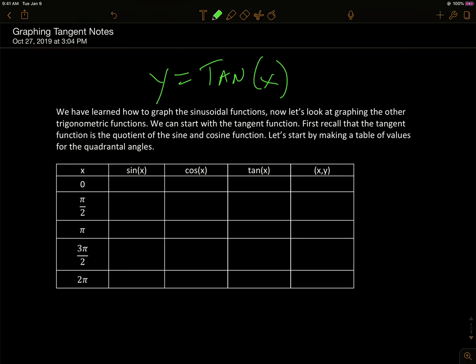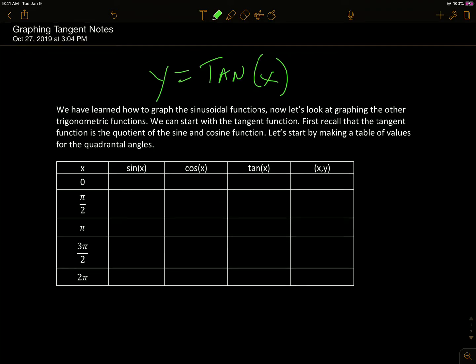First, recall that the tangent function is the quotient of the sine and cosine function. So what we're going to do is start by making a table of values for the quadrantal angles. This column is going to end up being our y value, and this is our x value. So these are the points that are going to show up on our graph. These are the x's and the y's. The sine and cosine will just help us get there. And remember that tangent is going to be sine of x divided by cosine of x. And then this will be the point that actually shows up on our graph.